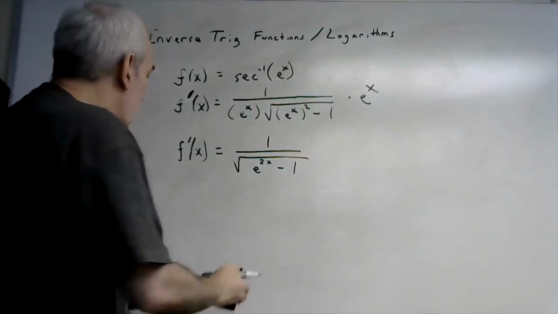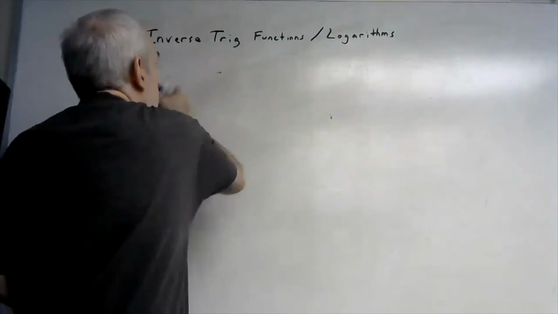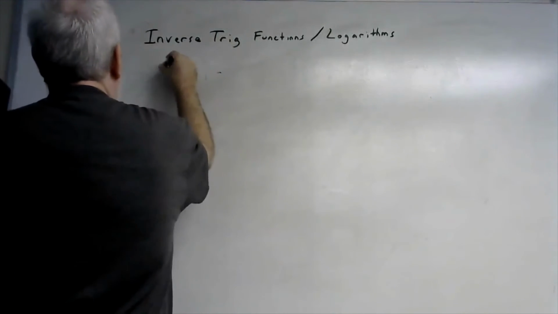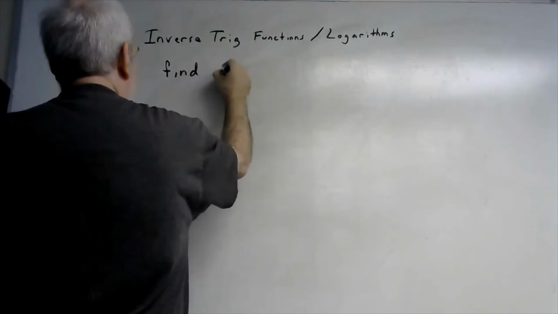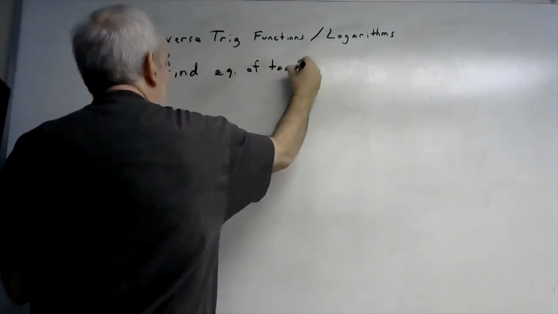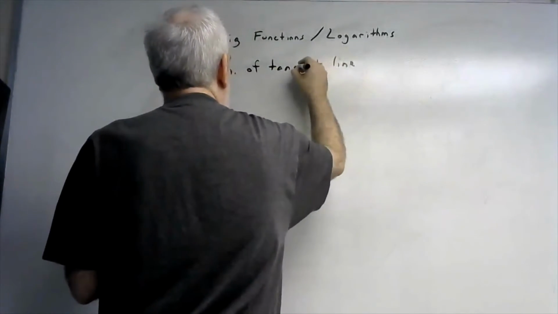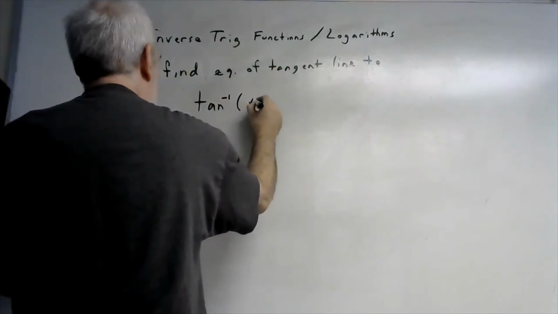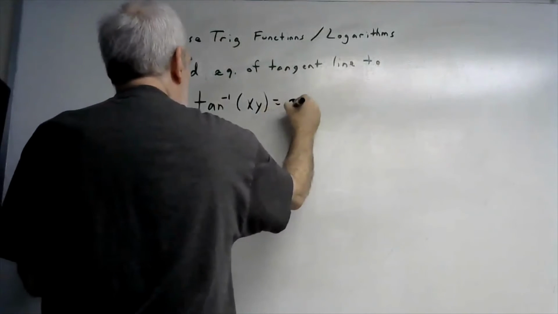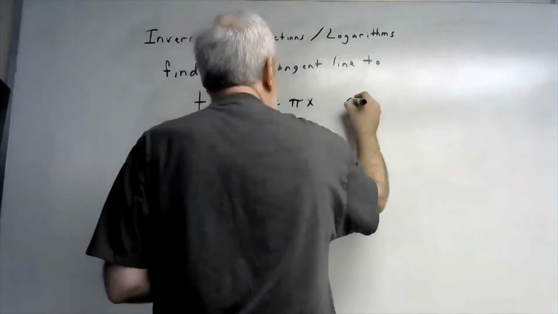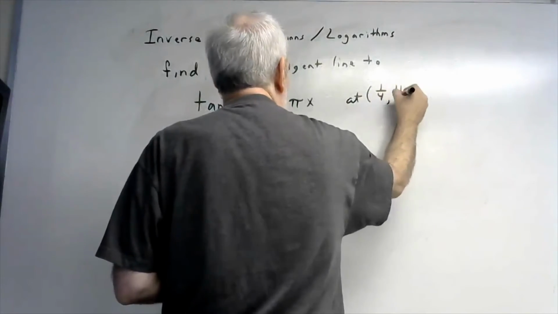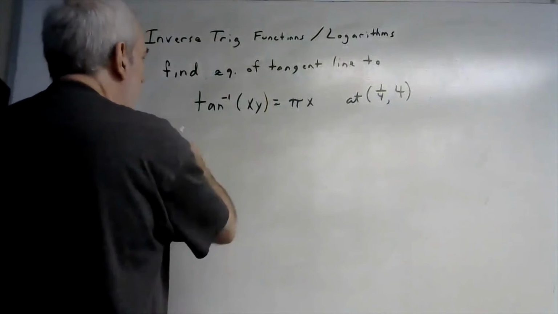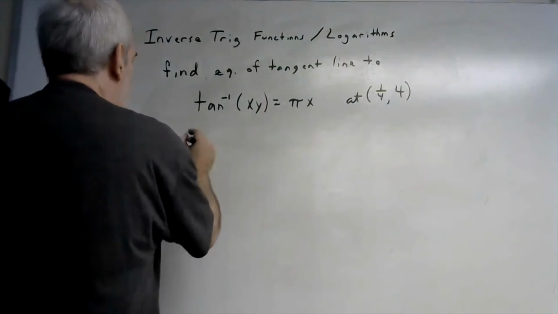Anyway, let's do yet one more example. This one's going to be a little bit longer. Instead of just finding the derivative, let's find the equation of the tangent line to inverse tangent of x times y equals pi times x at (1/4, 4). All right. So an implicit equation, so I'm going to implicitly differentiate.